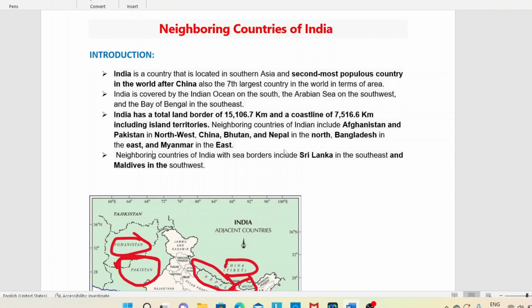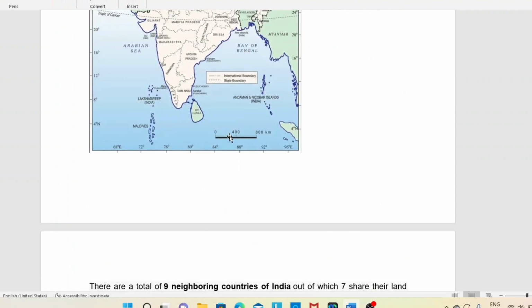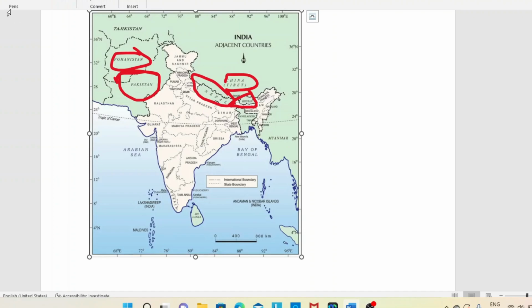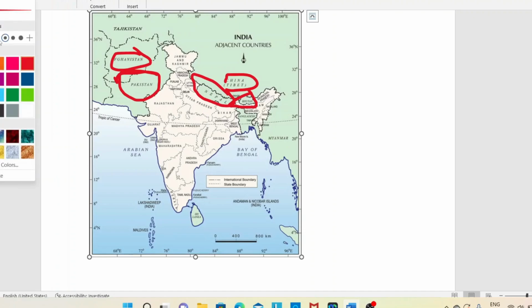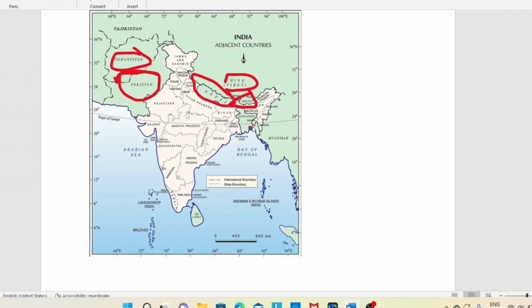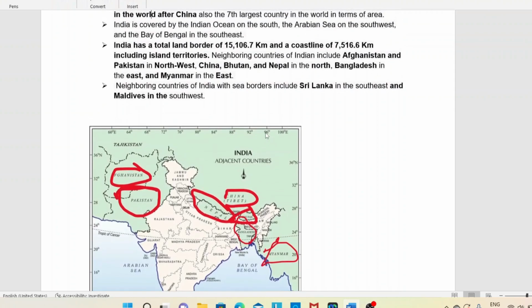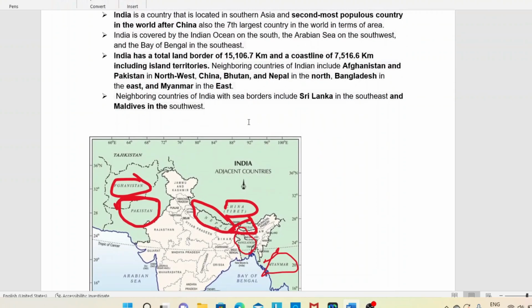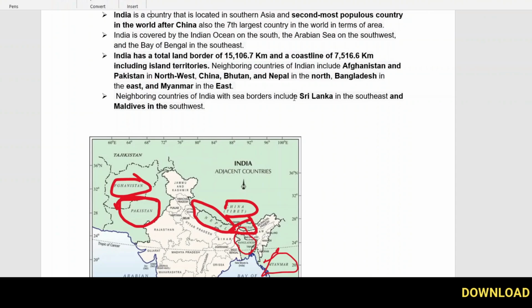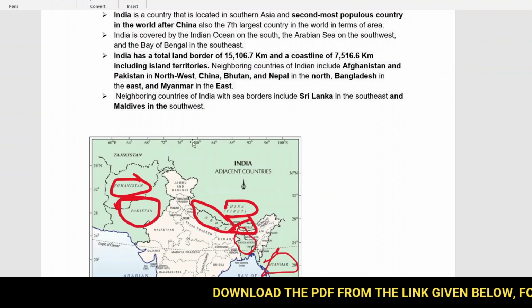Bangladesh and Myanmar on the east side. We can see here Bangladesh and Myanmar. These are the bordering countries. Let me repeat: Afghanistan and Pakistan on the northwest side, China, Bhutan and Nepal on the north side, Bangladesh and Myanmar on the east side.